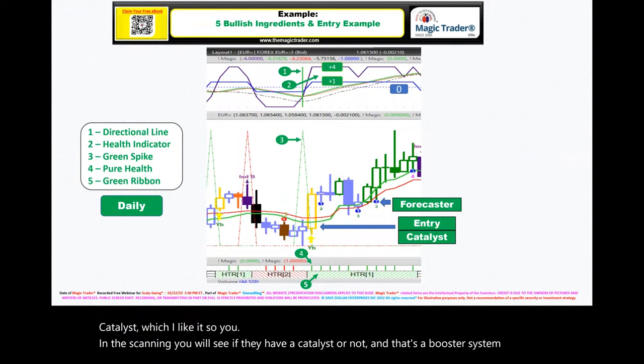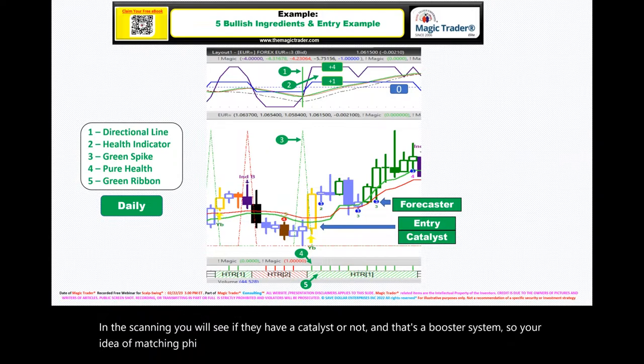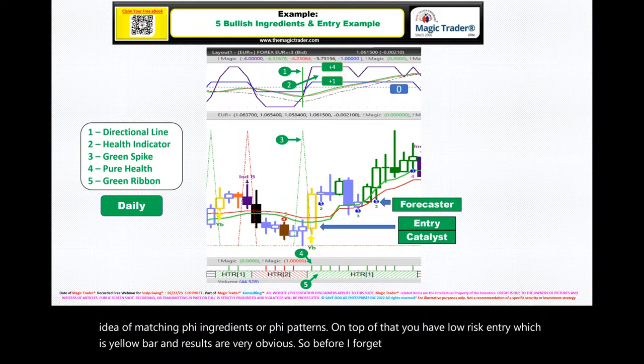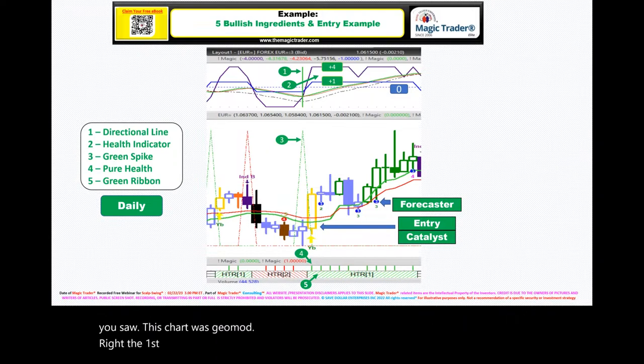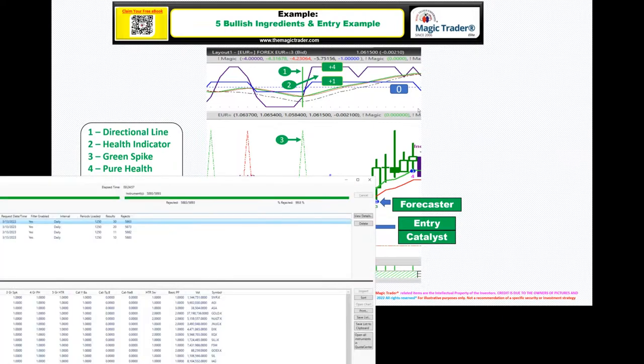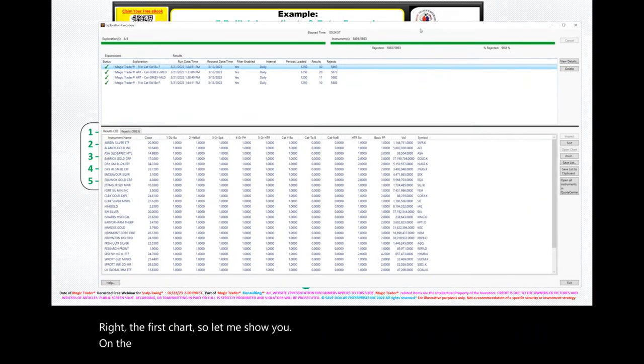So your idea of matching 5 ingredients or 5 patterns, on top of that, you have a low risk entry, which is the yellow bar, and the results are very obvious. So before I forget, let me show you the one which you saw. The chart was GOLD, right? The first chart. Let me show you, I did the same scanning, and I found it on a 313, because I wanted to show you the results.